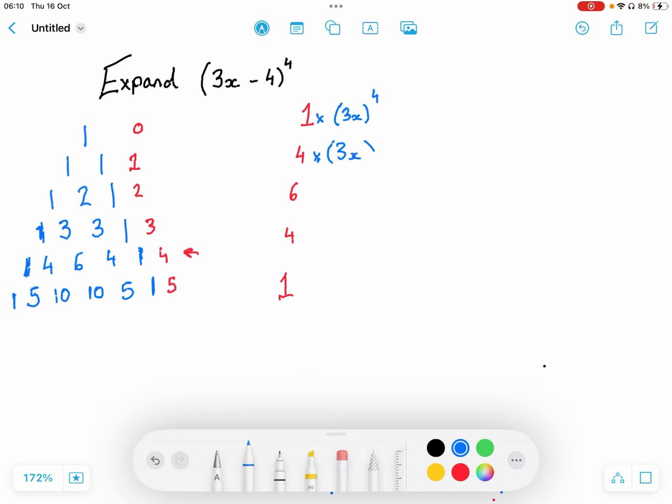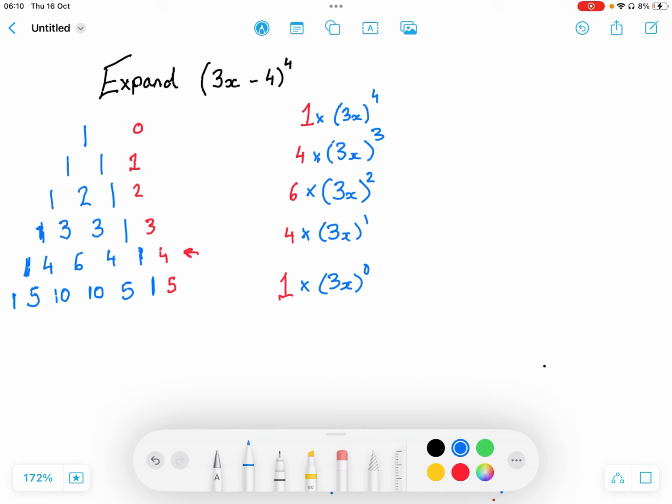3x, all to the power of 3. The next one, 3x to the power of 2. And so it's descending powers now of the 3x. 3x to the power of 1, 3x to the power of 0.